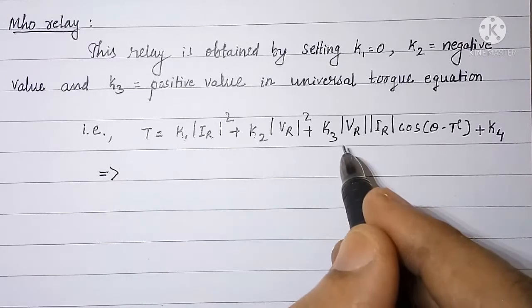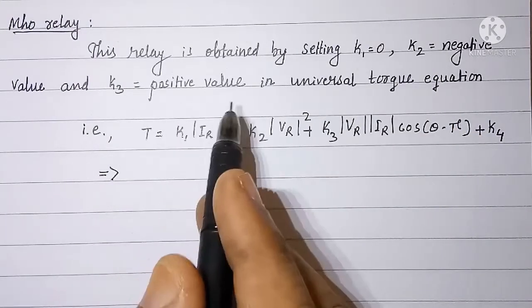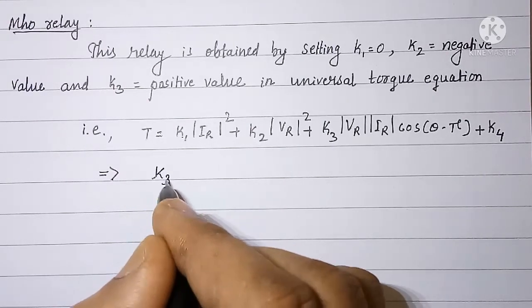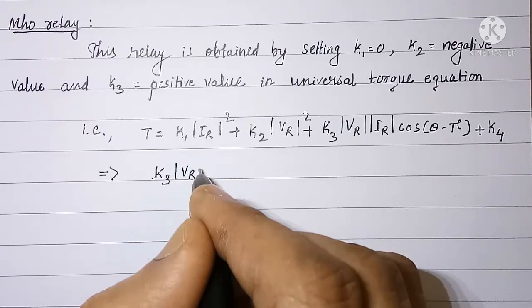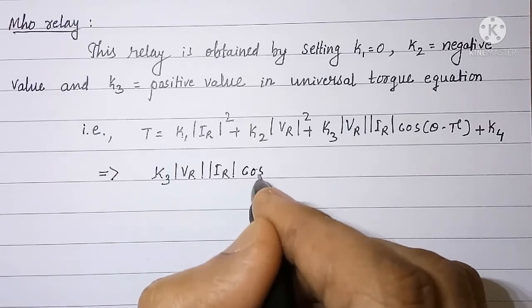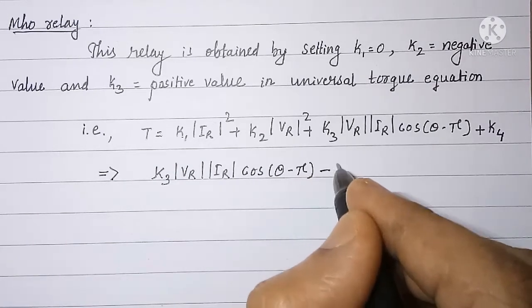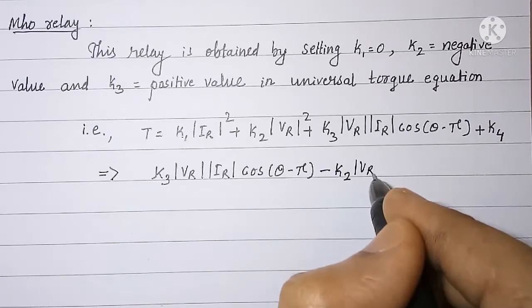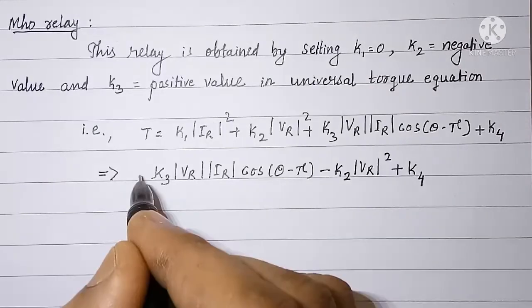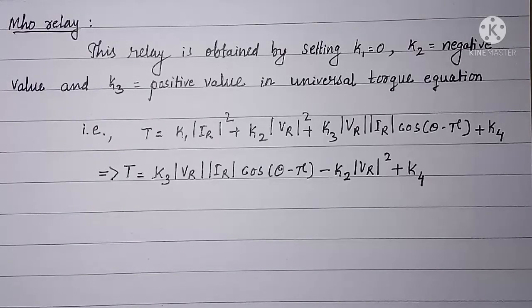So in this universal torque equation, if we put K1 equal to 0, K2 equal to negative and K3 equal to positive value, then we get K3 into VR into IR cos of theta minus tau minus K2 into VR square plus K4 equal to T.